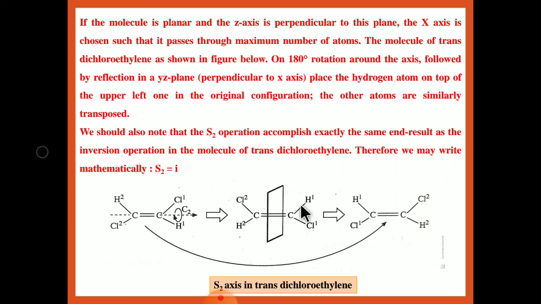So this is the S2 improper axis of rotation, which is exactly equivalent to the inversion operation, that is i. That means the first configuration and the third configuration are exactly identical with each other. Therefore we can say that S2 is equal to i.